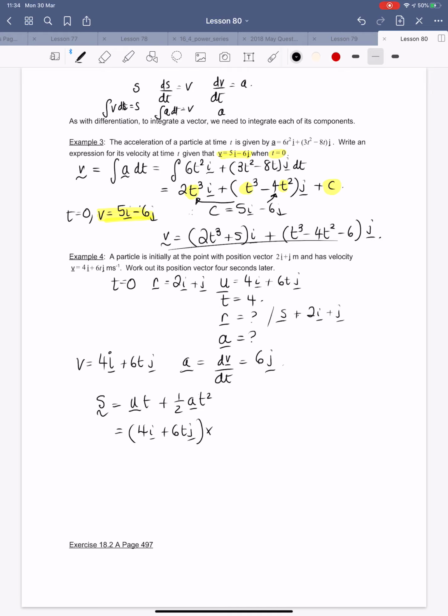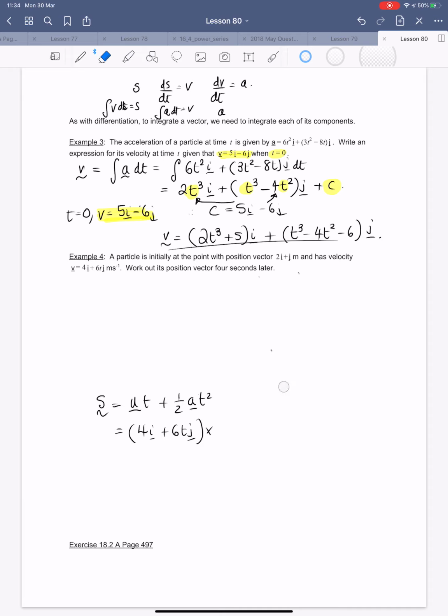Do you know what? I feel like I've gone off track here. I'm going to just start again with this example. Sorry about that. There's a quick way of doing this in the book. So, start again. A particle is initially at the point with position vector 2i plus j meters, and its velocity v is 4i plus 6tj meters per second. Work out its position vector 4 seconds later.